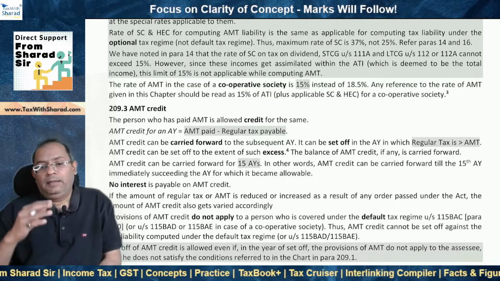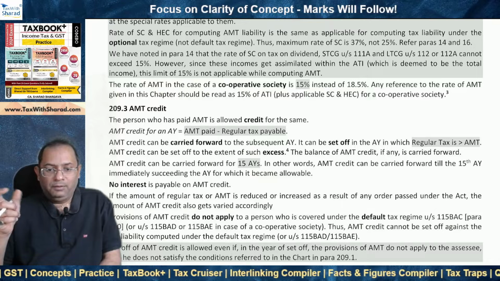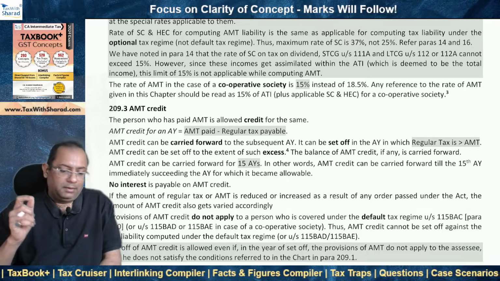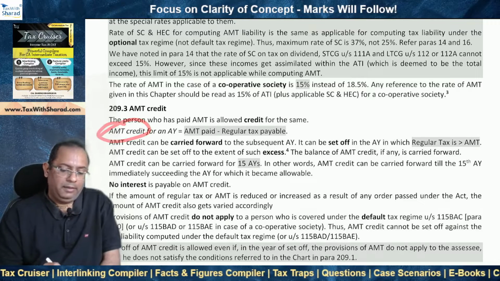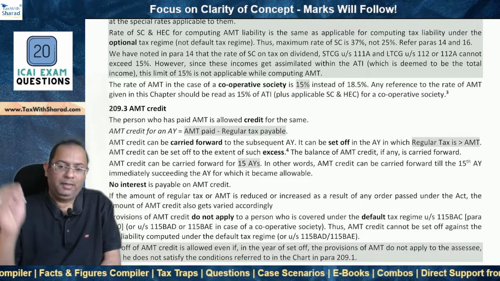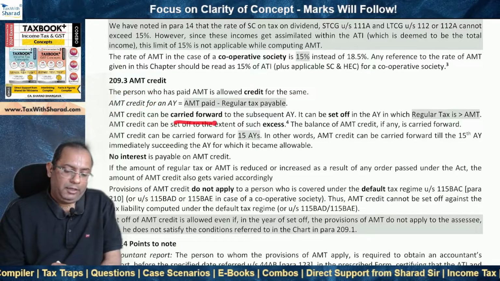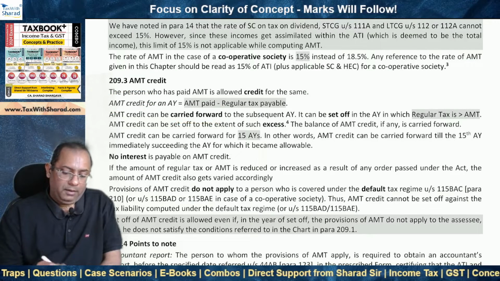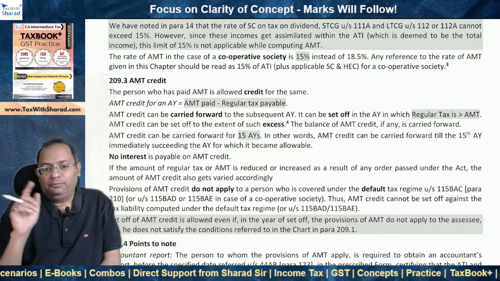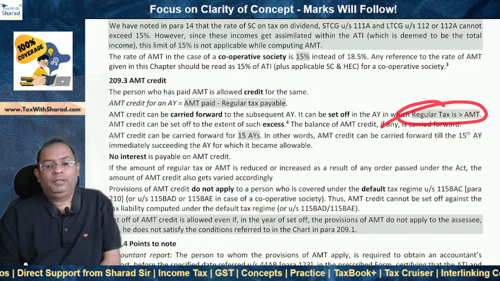Now, since the AMT that you pay is obviously more than the regular tax, there is a difference, an excess. So you can claim the credit of that excess. This is called the AMT credit, and it is AMT paid minus regular tax payable. That excess which you paid over the regular tax in the form of AMT is the AMT credit, which can be carried forward for 15 assessment years, and it can be set off in a particular year. In which year? In the year in which regular tax is more than AMT.